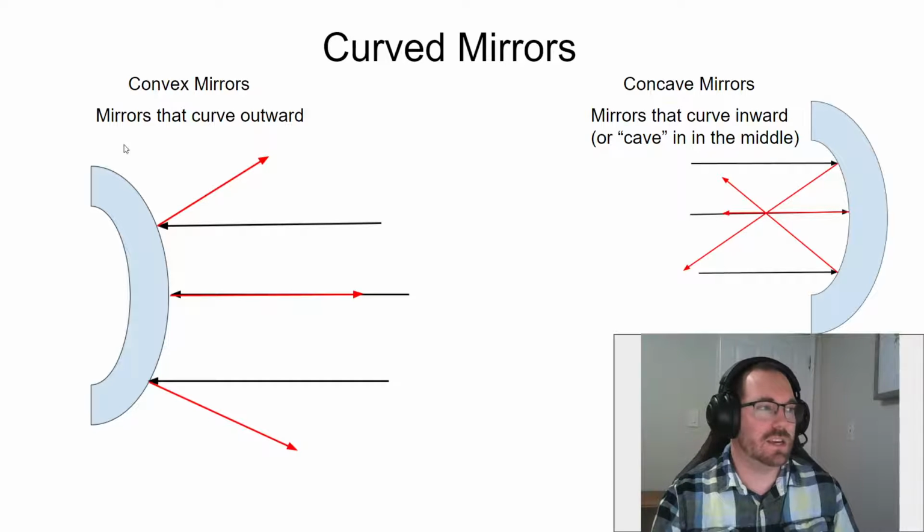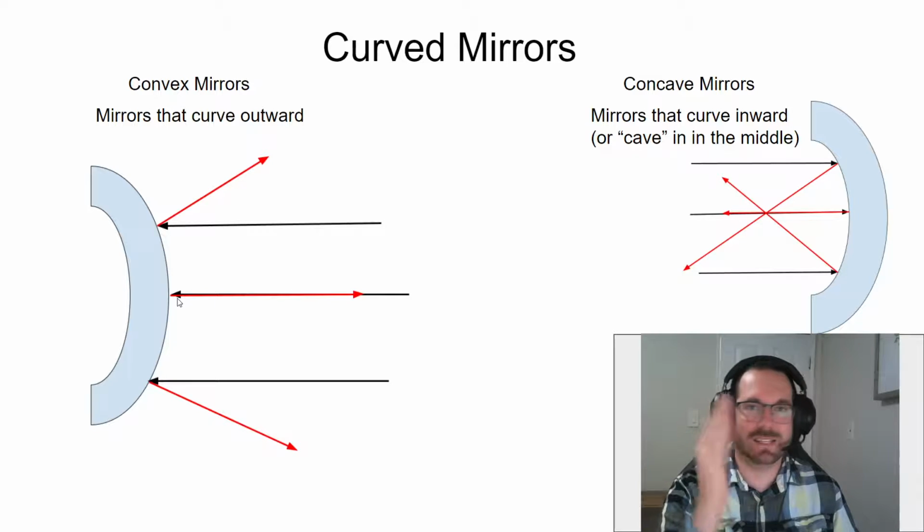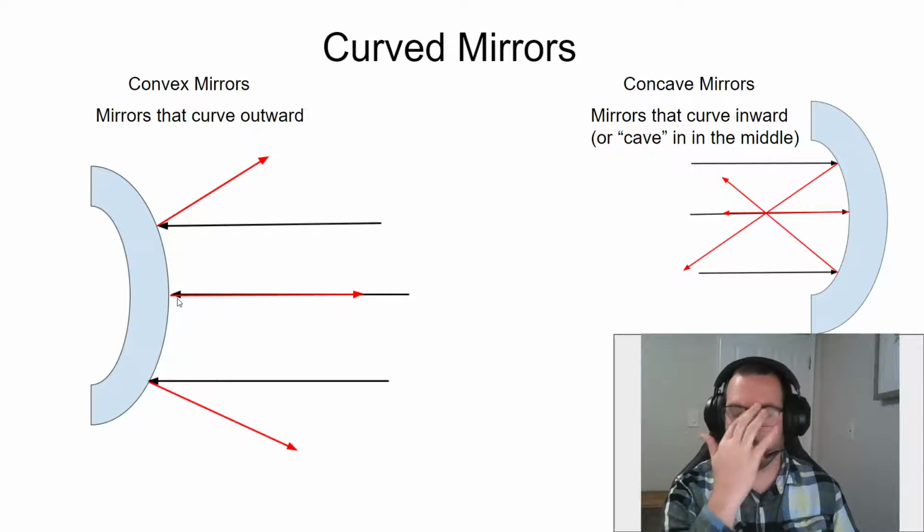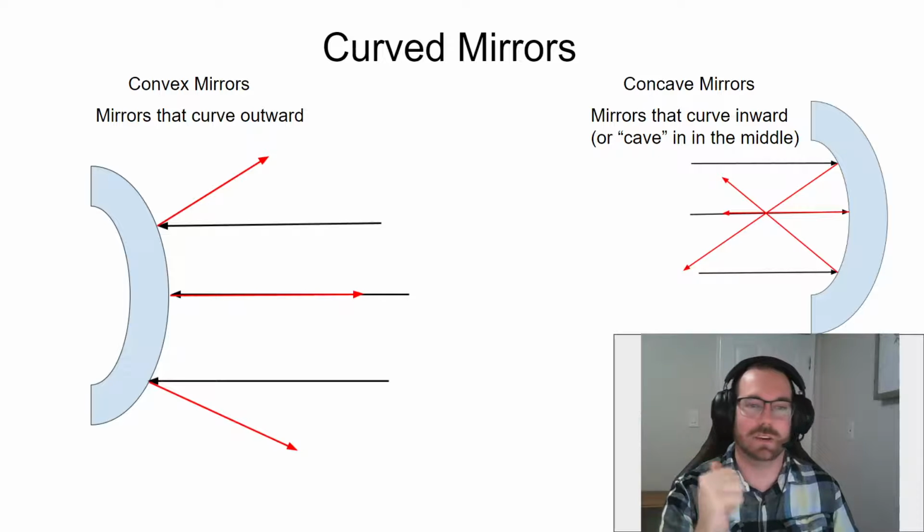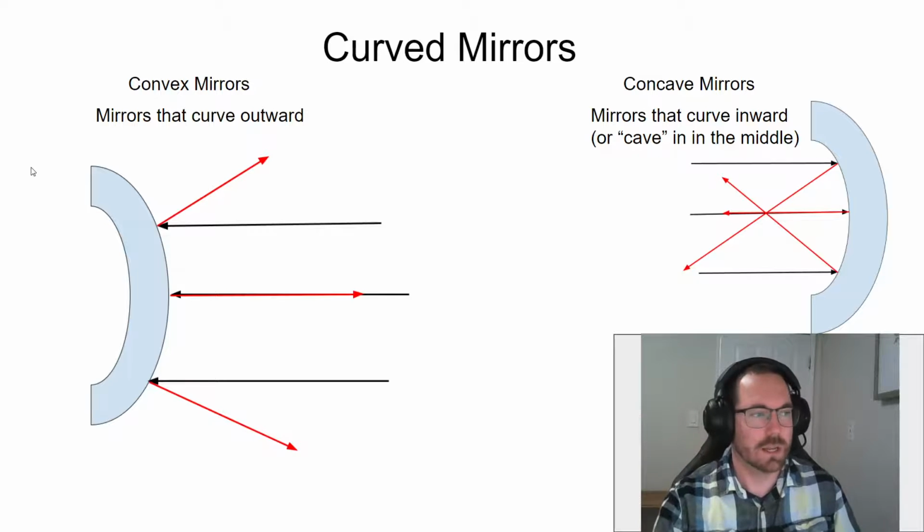If we take a look at the convex mirror, notice I have three light rays that are coming in here, one at the center, one above, and one below. The one in the center is hitting the mirror exactly dead on, at 90 degrees, and so it's bouncing off exactly dead on, 90 degrees, straight back. That one's not really changing. But take a look at what's happening to the upper ones and the lower ones.